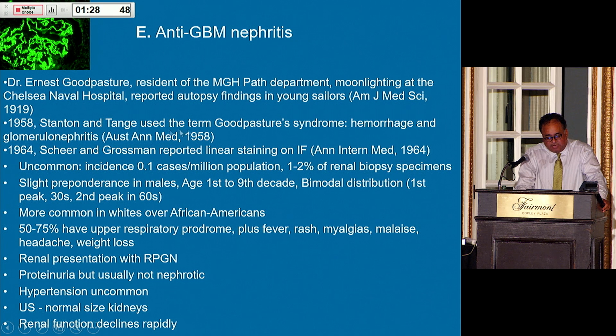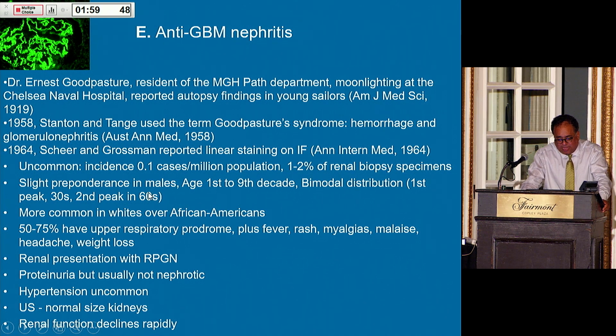In 1958, Stanton and Tang used the term Goodpasture syndrome, describing hemorrhage and glomerulonephritis. And the linear staining on immunofluorescence was described by Shear and Grossman in the Annals of Internal Medicine, 1964. Very uncommon: 1 in a million or less, 1 in 10 million cases. I've seen about 6 or 7 in the 35 years I've practiced. It accounts for 1 to 2% of renal biopsy specimens.